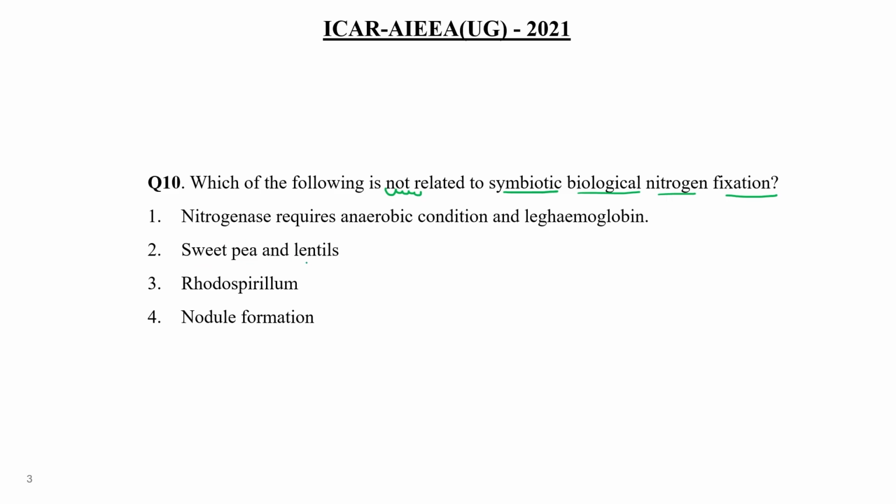And sweet pea and lentils, these are the names of pulses, right? And symbiotic relationship occurs in these types of plants. So this is again true. Nodules are present in the roots of pulses. So this is again true. So no, Rhodospirillum is not related with symbiotic nitrogen fixation. Clear? So if we analyze all 4 choices, choice number 3 is not related with this statement. So choice number 3 would be the correct answer.